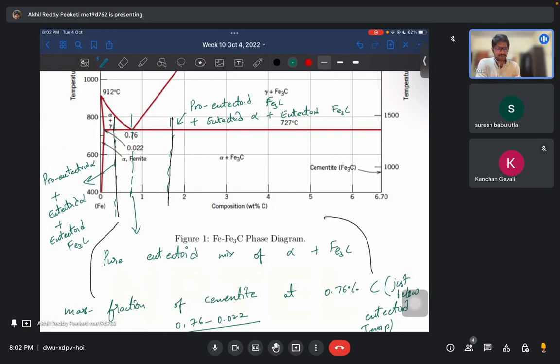If you move to the right, total cementite percentage will increase. But previously only eutectoid cementite was there. Now pro-eutectoid cementite will also come, right? So actually eutectoid cementite will decrease. Okay.